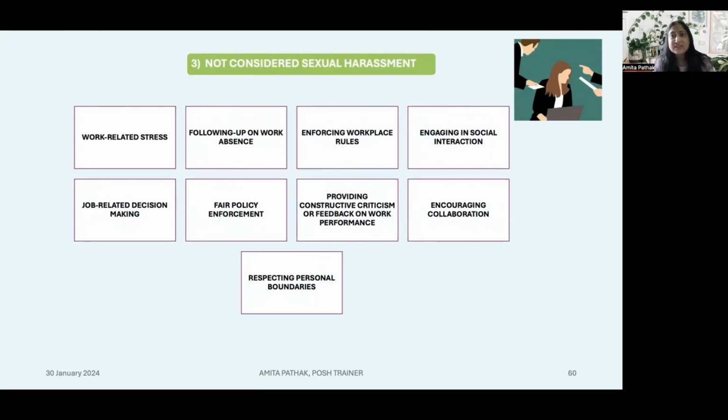The thing is that sexual harassment is when the behavior is unwelcome, not supported by a woman, and of a sexual nature. So that is sexual harassment. Although the other things may be harassment, they are not sexual harassment.